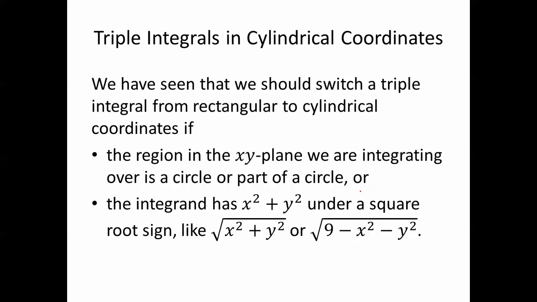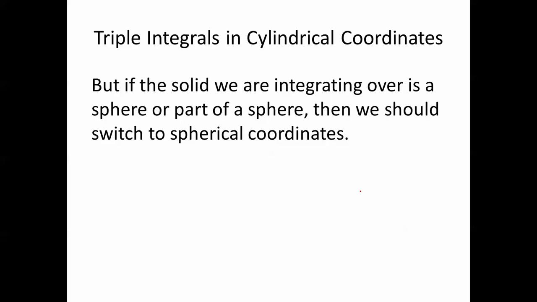We've seen that we should switch a triple integral from rectangular to cylindrical coordinates if the region in the xy plane we're integrating over is a circle or part of a circle, or the integrand has x squared plus y squared under a square root sign, like square root of x squared plus y squared, or square root of 9 minus x squared minus y squared. But if the solid we're integrating over is a sphere or part of a sphere, like we saw in this problem, then we should switch to spherical coordinates.